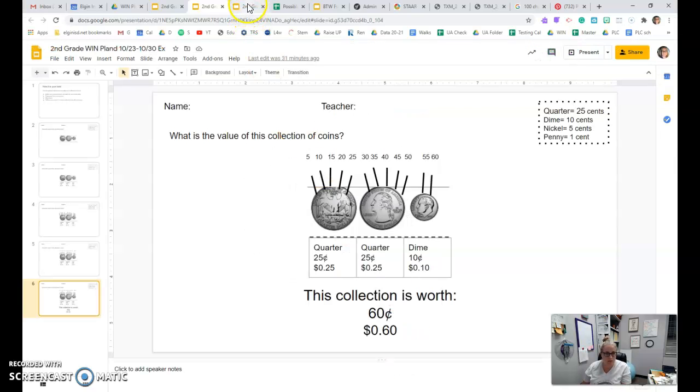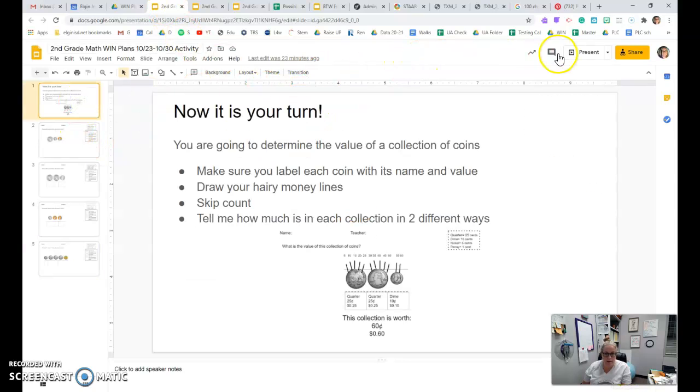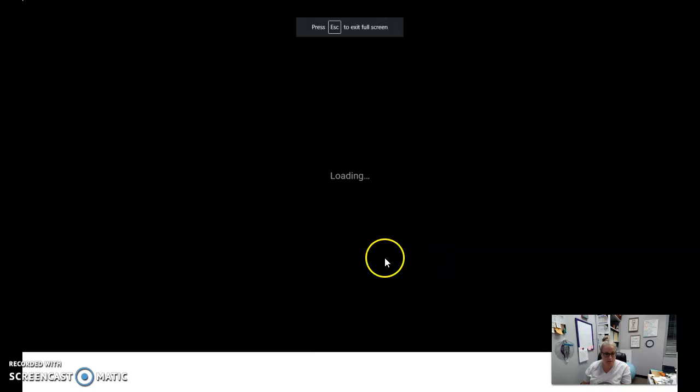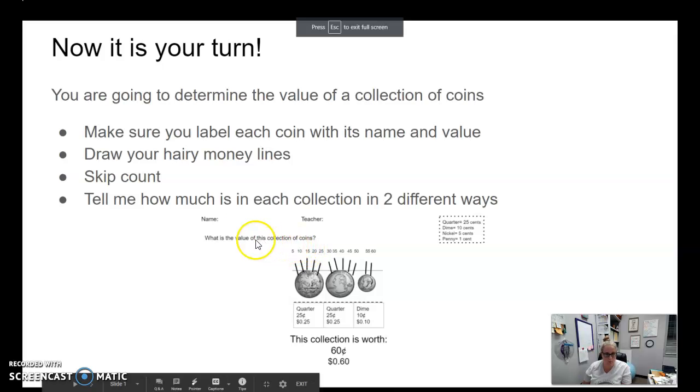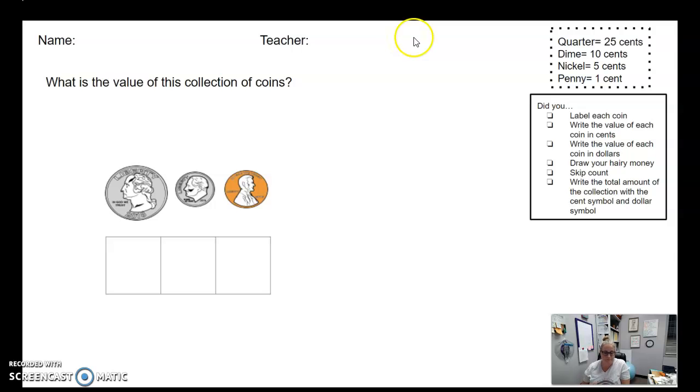So that is what you are going to do on your activity. So I included a couple of different things just to help you remember what you have to do. On the front, it's just telling you what you have to do, and there is an example of one that is done. Then you are going to look at yours. But let's look at one thing first. You're going to first write your name, and then you're going to put your teacher. That's going to help me figure out whose paper it goes to.